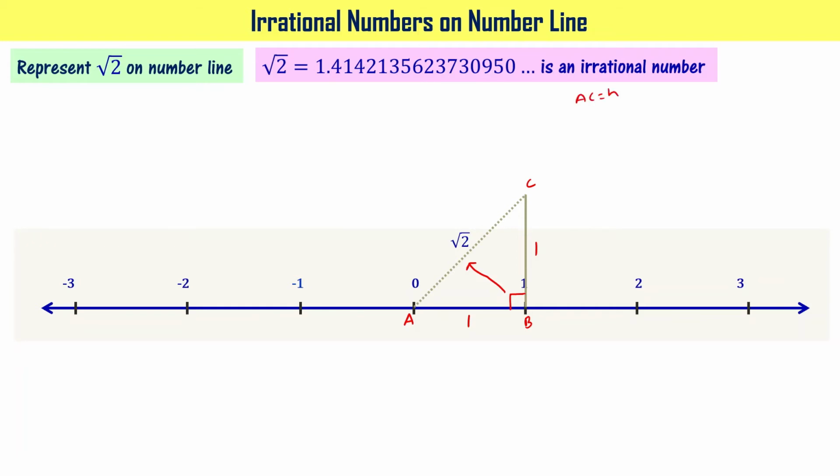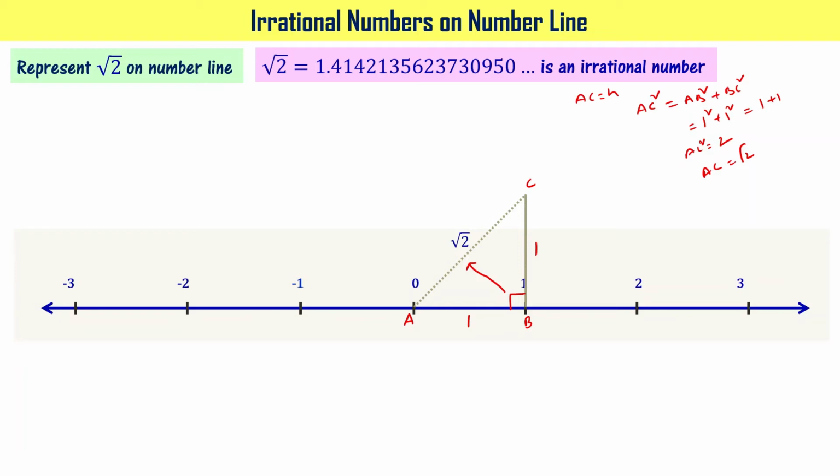AB is 1 unit, BC is 1 unit. Now, as per Pythagoras theorem, AC square equals AB square plus BC square, right? 1 square plus 1 square is AC square, meaning 1 plus 1, that is equal to 2. AC square equals 2. So AC can be written as square root of 2, right? That's what I have written here. We have AC equal to square root of 2.